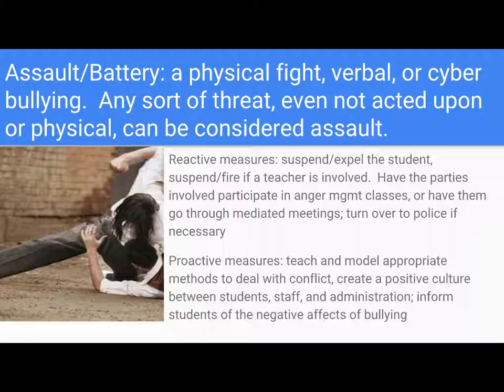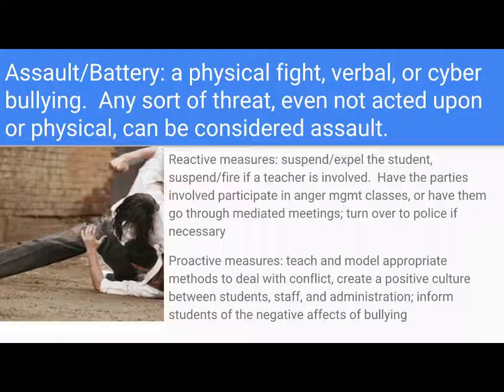Reactive measures would be to suspend or expel the student, or suspend or fire if a teacher is involved. Have the parties that are involved attend some sort of anger management classes, go through mediated meetings, and then again turn over to police if necessary. Proactive measures, and this will be kind of a theme throughout, is to teach and model appropriate methods to deal with conflict and create a positive culture between students, staff, and administration. Inform students of the negative effects of bullying.